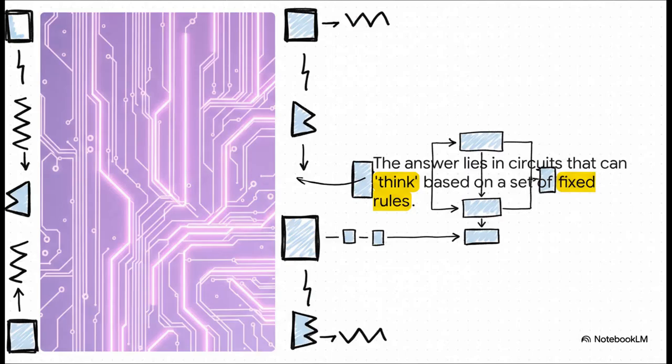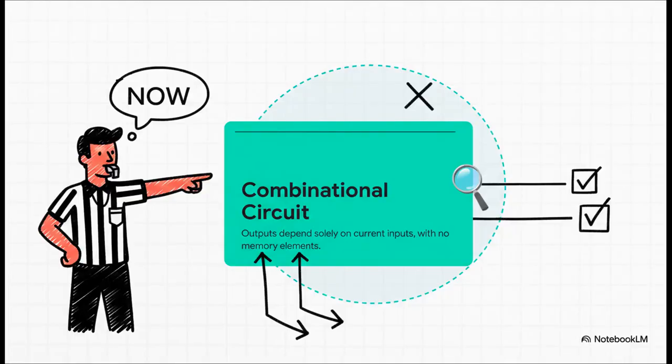And the answer? Well, it lies in these amazing circuits that can, for all intents and purposes, think based on a set of fixed rules. We're not talking about some super complex AI here. No, it's a very specific kind of electronic circuit designed to do one thing: process information based on these rules. And the key thing to remember is this: their output is always a direct logical consequence of whatever you put into them. No guesswork. And that brings us to the official name for this thing: a combinational circuit.